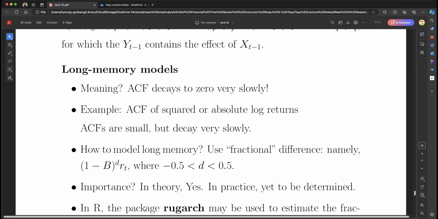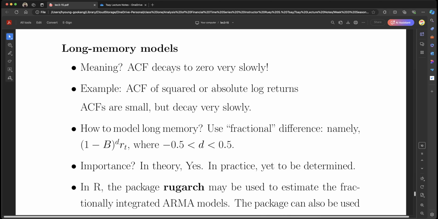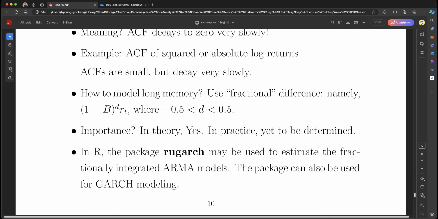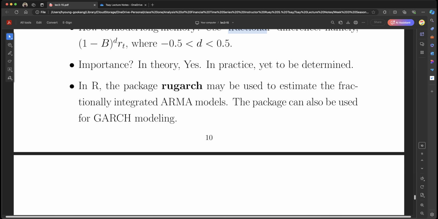Then how do we model long memory? We use a fractional difference model, namely (1 minus B)^d r_t, where d is between minus 0.5 and 0.5. Important in theory, yes. In practice, it is not so sure. But we have a good package to estimate even this process. In R, the package rugarch may be used to estimate the fractionally integrated ARMA model. The package can also be used for GARCH modeling.